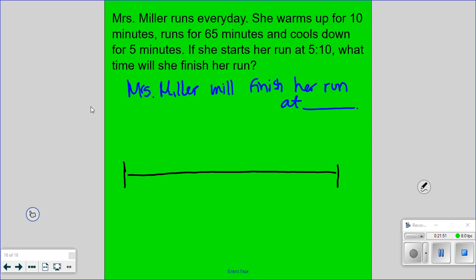All right, now I like to start with my largest unit. We already know that that is a mountain. Am I able to do a mountain in this problem? Yes. How big is a mountain? Raise your hand to tell me. What is a mountain worth, Henley? An hour or 60 minutes.